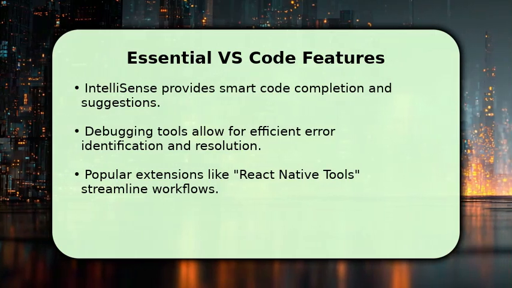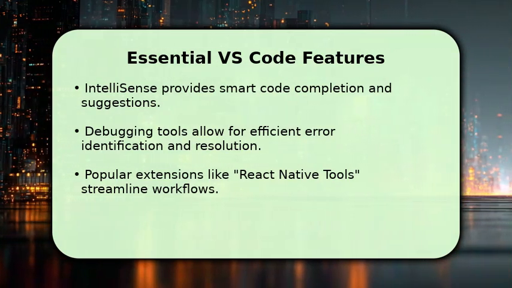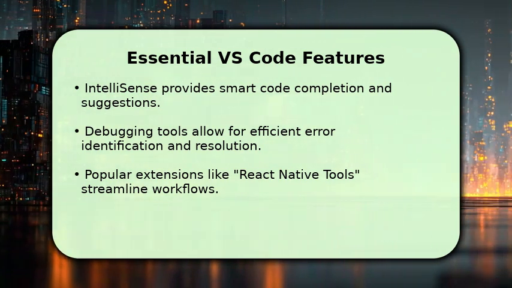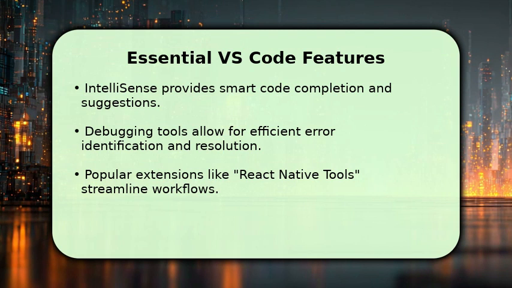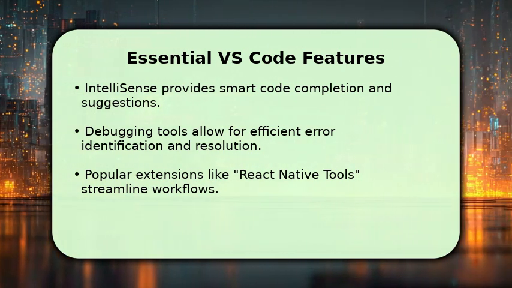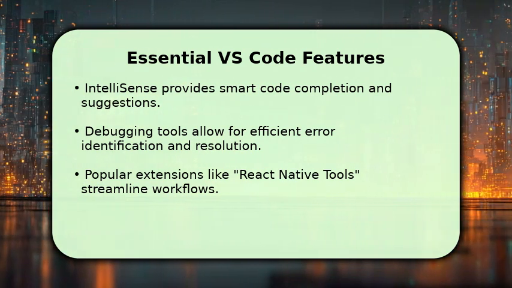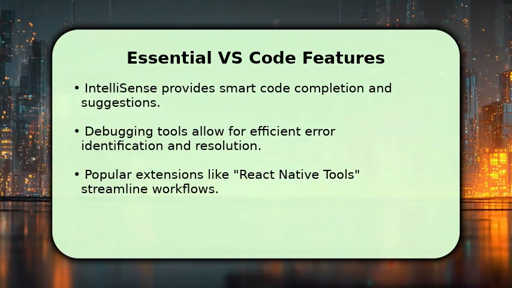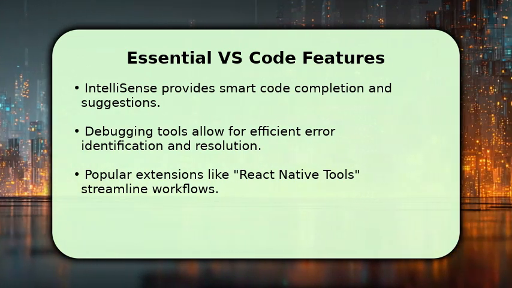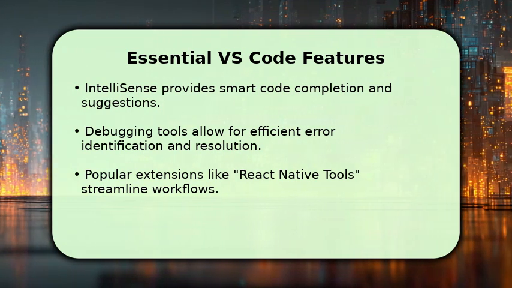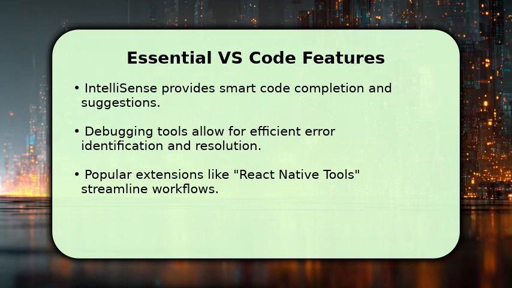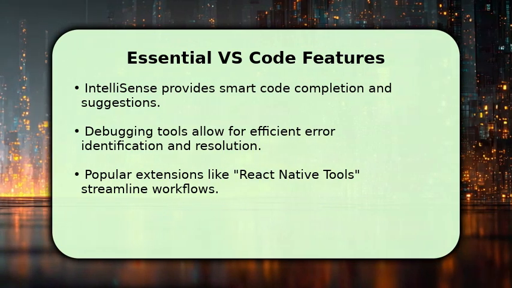Visual Studio Code offers powerful features that greatly assist React Native developers. IntelliSense provides intelligent code completion, saving you valuable time. Its integrated debugging tools are incredibly effective for pinpointing and resolving issues quickly. Extensions such as React Native Tools offer commands for running and debugging, while features like live reloading and hot module replacement ensure rapid iteration, allowing you to see changes almost instantly.